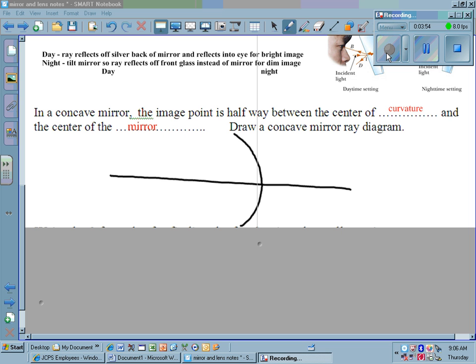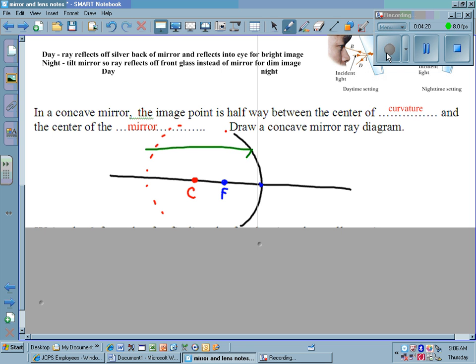Okay, so if you look at this note right here, it says the image point is about halfway in between the center of curvature. So if this whole mirror here was on a great big round circle, the center of curvature would be somewhere around there. And halfway between the mirror and the center of curvature would be where this is going to focus all of this light. So when I have light coming in from the sun, I'm going to have these rays coming in like this. Okay? And when it bounces here, it's going to go through the focal point.